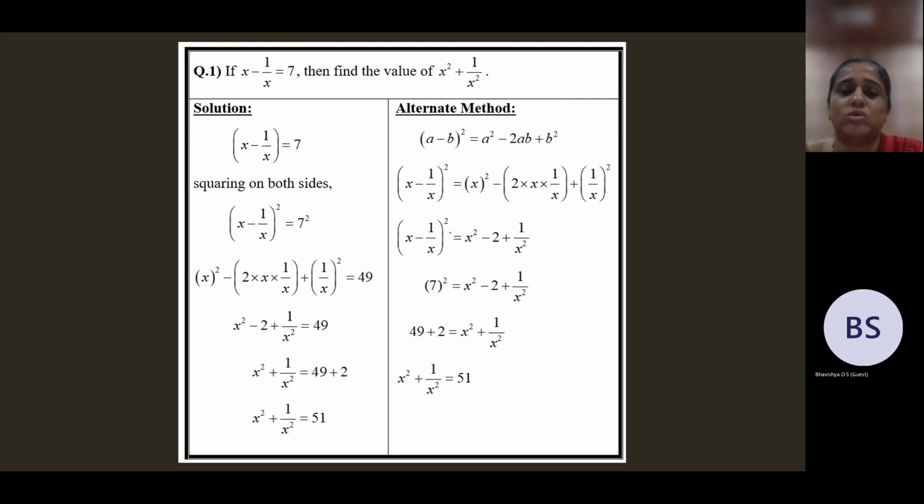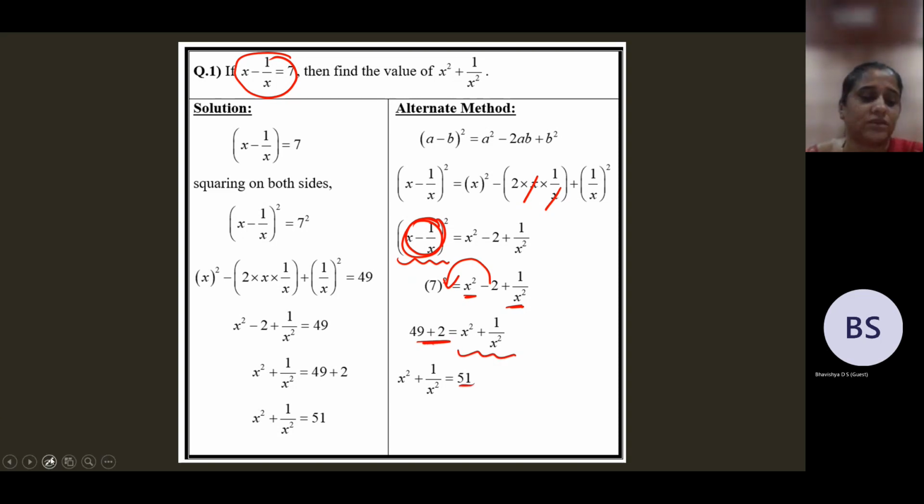So x minus 1 by x the whole square is equal to, again, x and x will get cancelled, so x square minus 2 plus 1 by x square. Now we know the value of x minus 1 by x. It is 7. So 7 square is equal to x square minus 2 plus 1 by x square. So that means 49, since 7 square is 49. Minus 2 will come here as plus 2, so 49 plus 2 is equal to x square plus 1 by x square. So x square plus 1 by x square is 51.